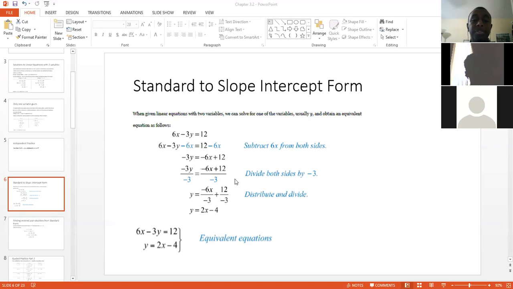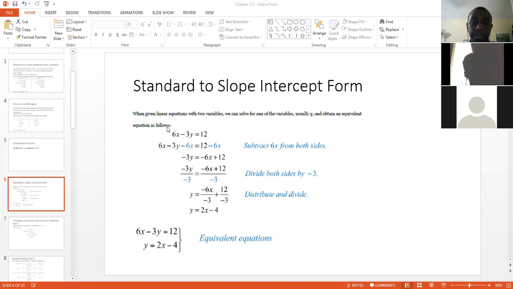Divide by -3 on both sides. The -3s cancel out here. And you're left with y equals, whenever you divide something and you have an addition operator, you divide whatever you see on the left, and you divide whatever you see on the right. So you're left with negative 6x divided by negative 3 plus 12 divided by negative 3. So the negative 6 divided by negative 3 is 2, and the 12 divided by negative 3 is negative 4. So you're left with y equals 2x minus 4.